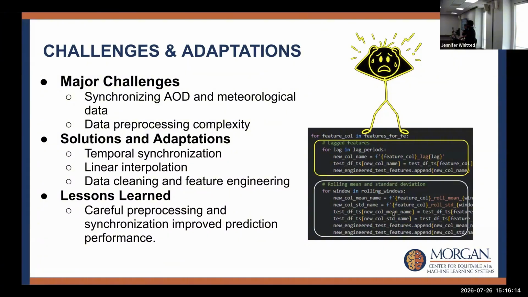Like I've said before, some of the solutions that we utilized were temporal synchronization, where we made sure that our times were the same. We also used linear interpolation for 30-minute data, which came from the 60-minute data. We also cleaned the data and utilized feature engineering, where we refine our data set more. Some of the lessons that we learned through this process was that critical preprocessing and synchronization improved prediction performance, which we actually saw while we were doing this, constantly improving and changing certain things when something works.